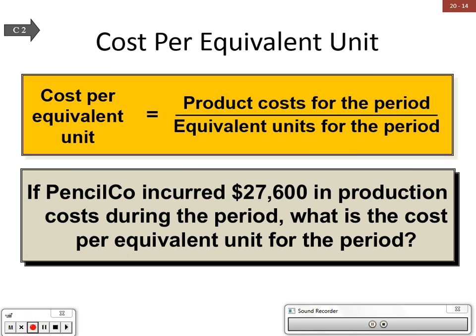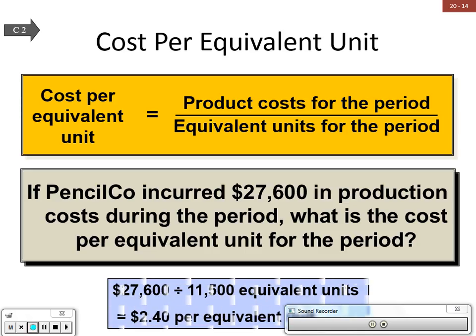Cost per equivalent unit. So you got product cost for the period divided by EUP, or equivalent units for the period. They incurred 27,600 in production costs during the period. What is the cost per equivalent unit for the period? So we took 27,600, divided it by the EUP, or equivalent units of production, of 11,500, which means that for each unit, it is $2.40 per equivalent unit.